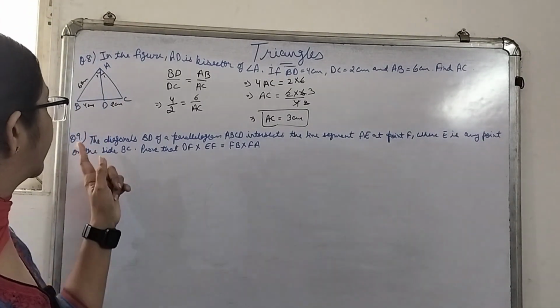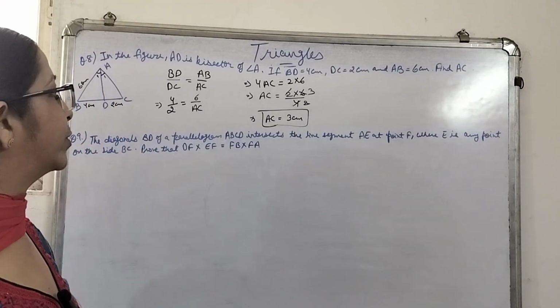The last question. The diagonals BD of a parallelogram ABCD.